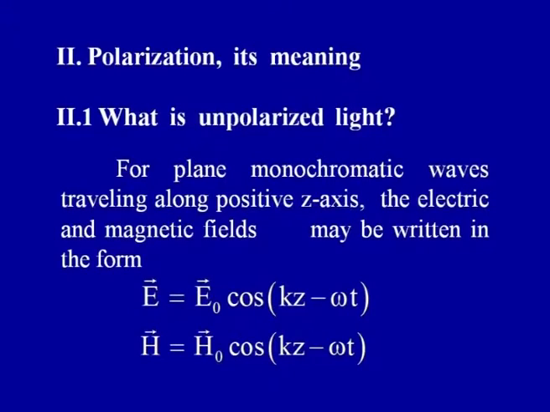Let's now consider the polarization, its meaning, and what is unpolarized light. For plane monochromatic waves traveling along the positive z axis, the electric and magnetic fields may be written in the form E is equal to E₀ cos(kz − ωt), and H is equal to H₀ cos(kz − ωt), because they are in the same phase.